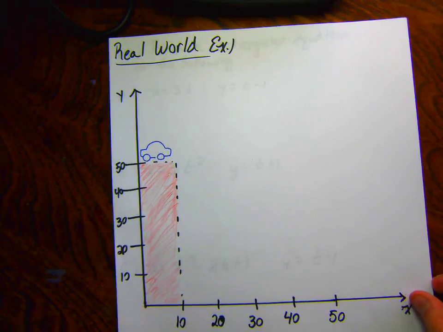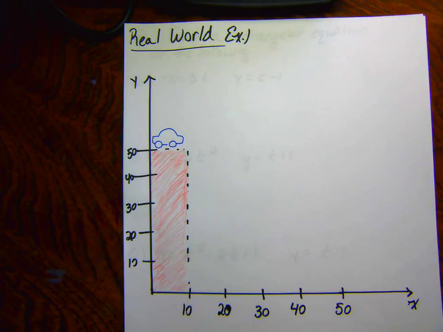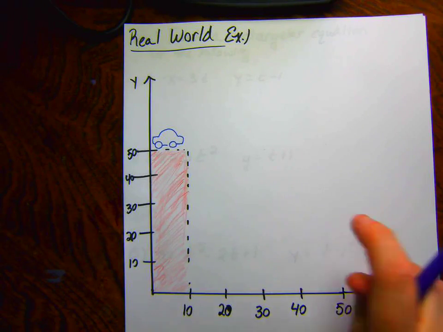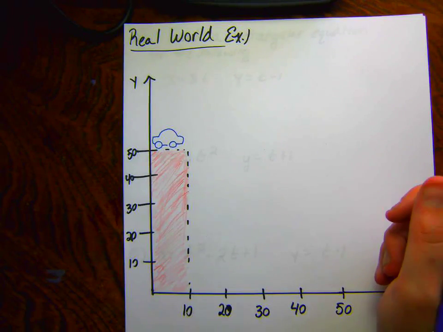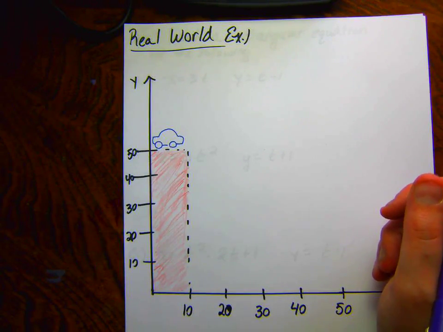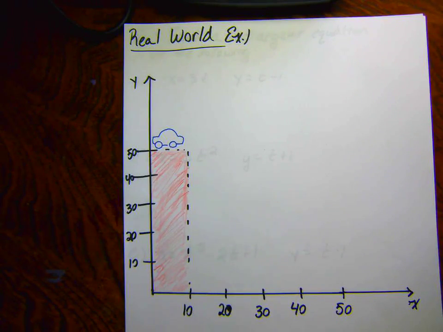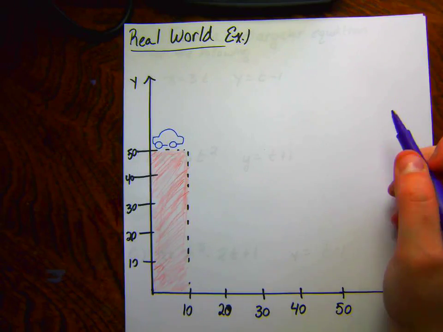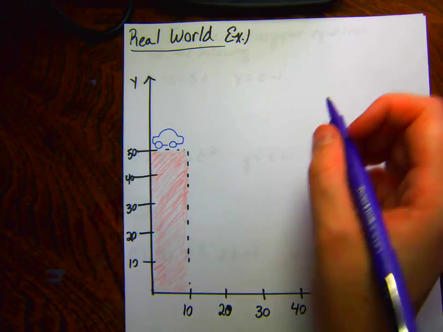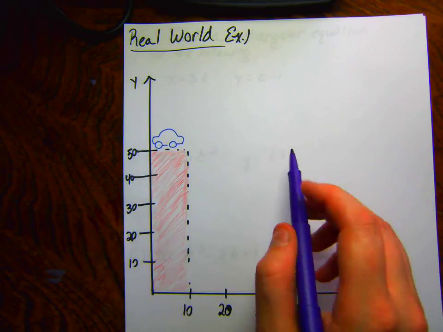Alright, here's a real-world example of when we would be using parametric equations. So let's say I have a car, and it's on a cliff, and let's say we push the car off the cliff, and we want to see the way it descends. Alright, so first let's look at its horizontal component, that's this direction.